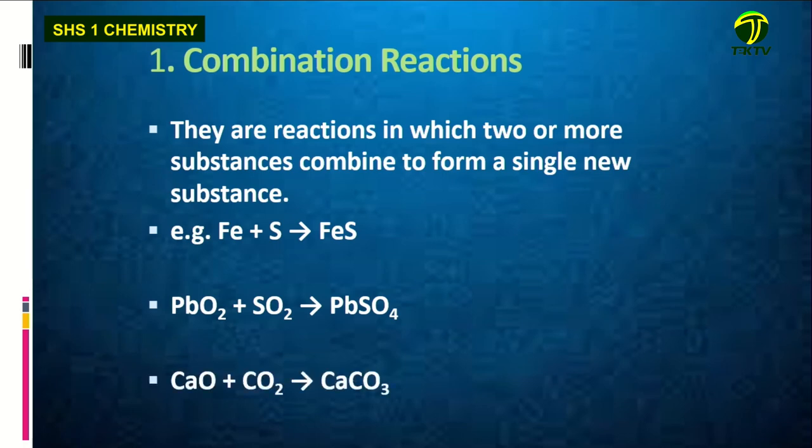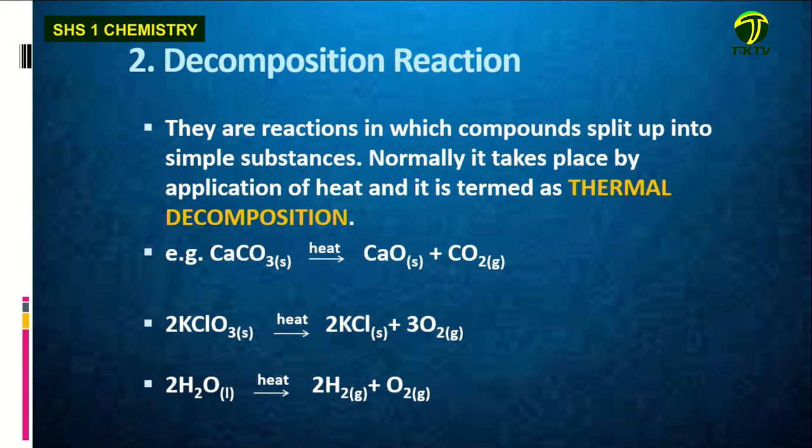Let's look at the third one. We have calcium oxide combining with carbon dioxide to form calcium carbonate. So all these reactions, we see that different substances combine together to form a single substance. We call it a combination reaction.